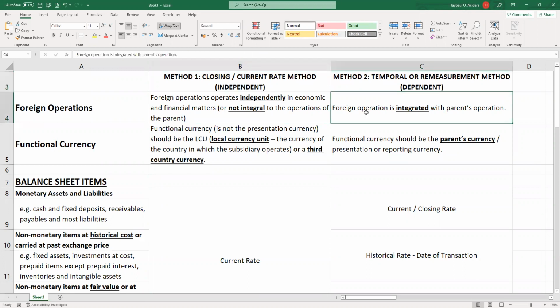If the foreign operation is integrated, ibig sabihin it's highly dependent, nakadepende siya sa parent's operations. Kapag nagsara yung parent, more or less the foreign operation will also suffer or will also close. So pag integrated siya or dependent, then we use method 2. So actually sasabihin ng problem kung independent ba yung foreign operations or integrated.